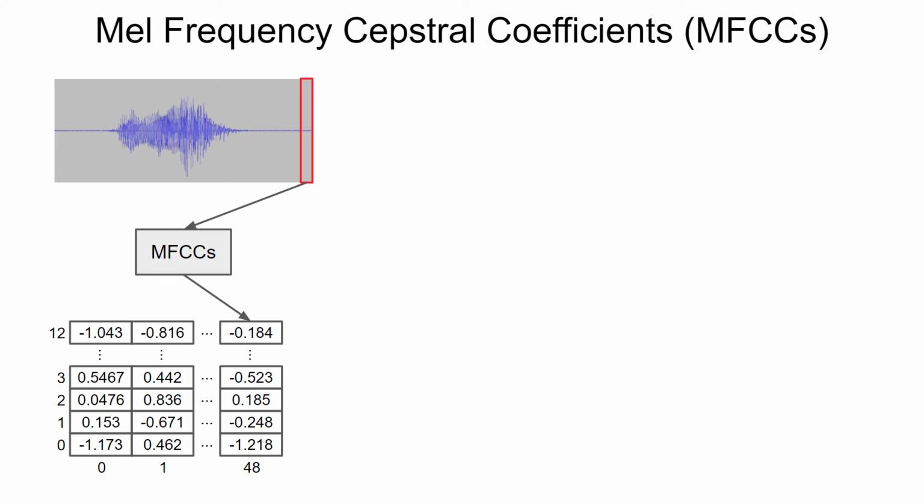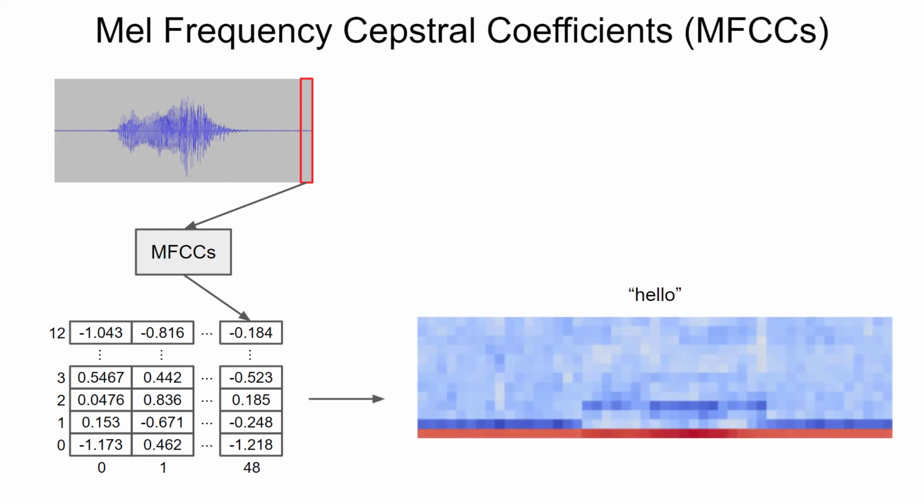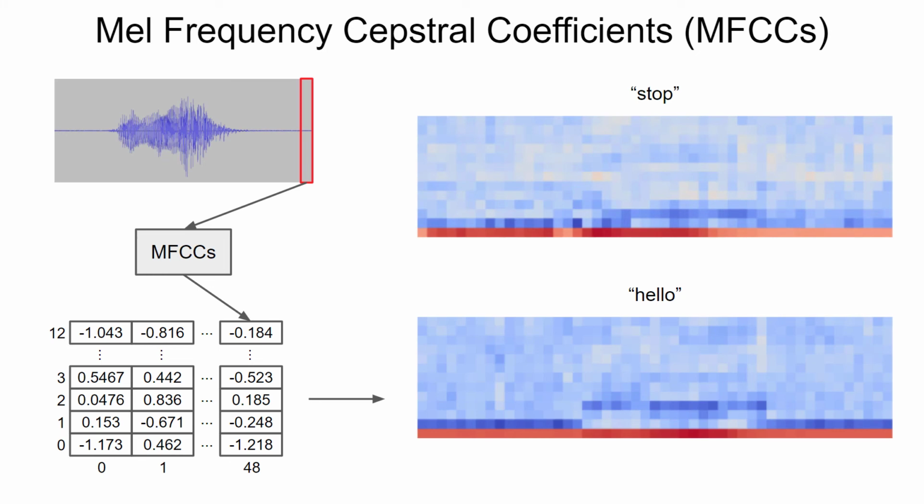Like the spectrogram, we end up with something that looks like an image. We can use neural networks meant for image classification for this task. Here are the MFCCs for hello and stop. You can see some slight differences, but it's much easier for a computer to spot these differences.